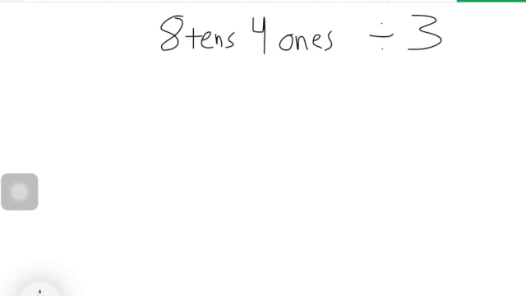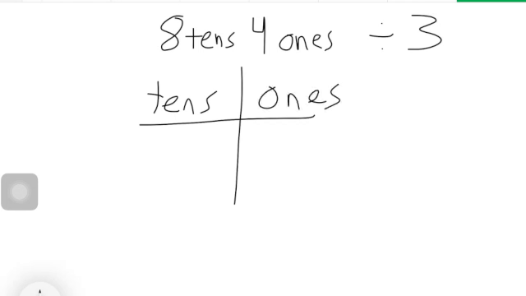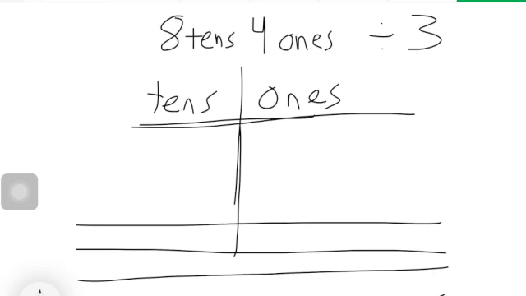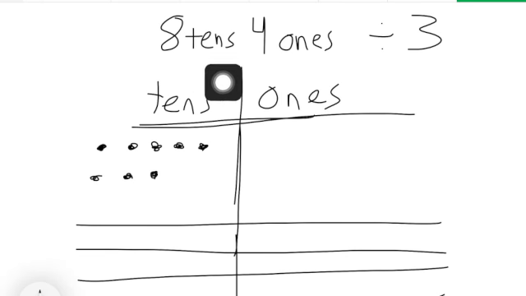Oof. Now we got a big old number here. 8 tens, 4 ones divided by 3. So we're going to look at this number. We're going to do our place value chart. Tens, ones. And we're splitting this up three ways again. One, two, three. How many tens do we have? Ooh. We have eight tens. So I need to have eight discs down here. One, two, three, four, five, six, seven, eight. And I have four ones. One, two, three, four.